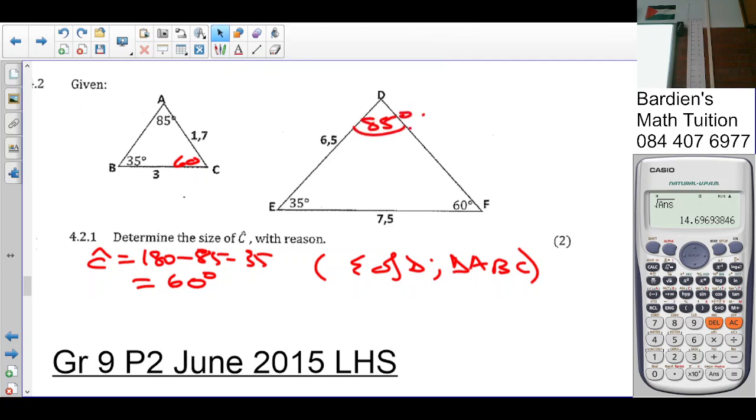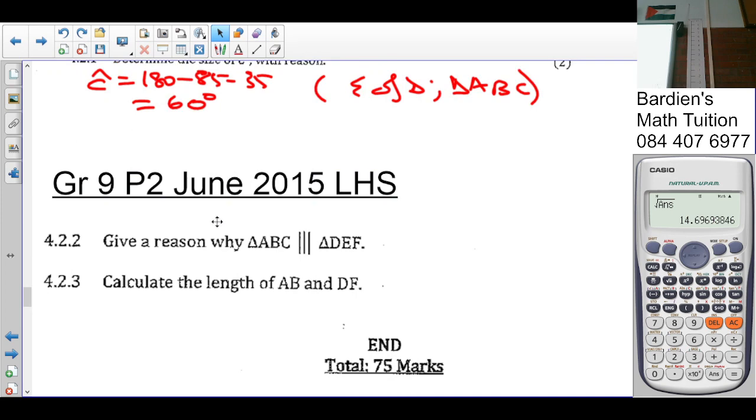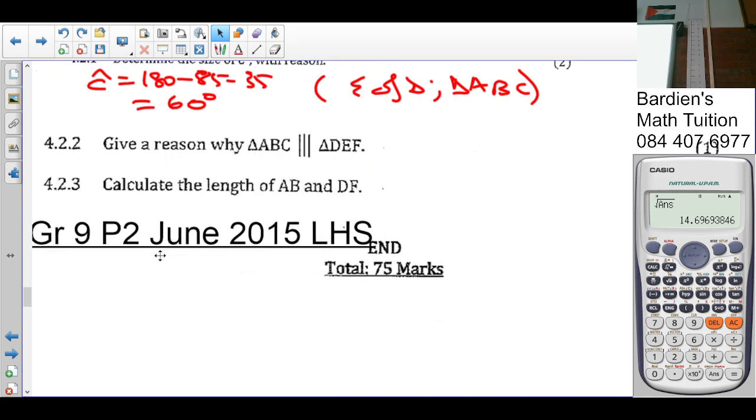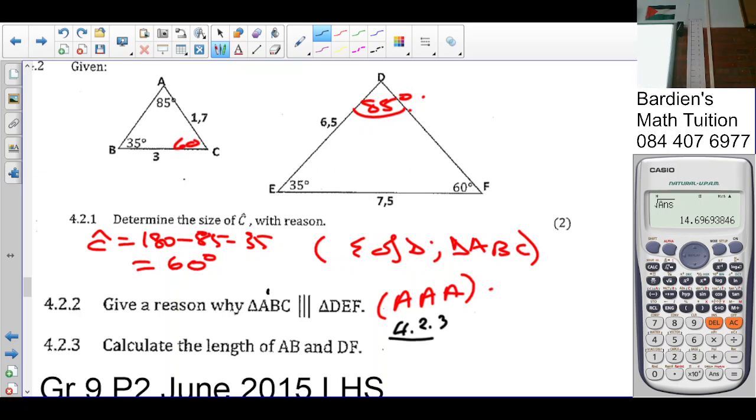Okay. Then the next question says it should be a similarity. You must give a reason why. Why is triangle ABC similar to triangle DEF? Because of angle. Then it says calculate, and of course you're going to get a distance question following this. So in 4.2.3, we know that AB over DE should be equal to BC over EF.